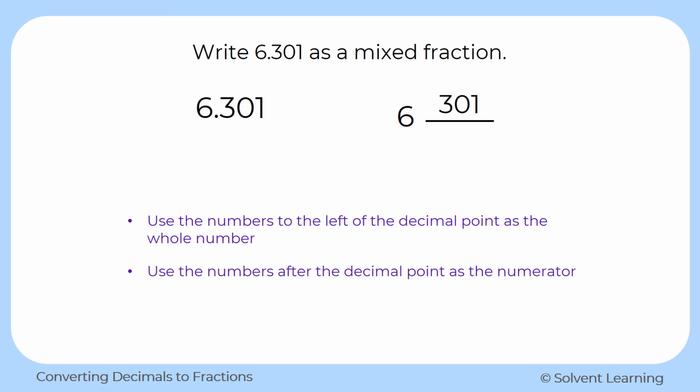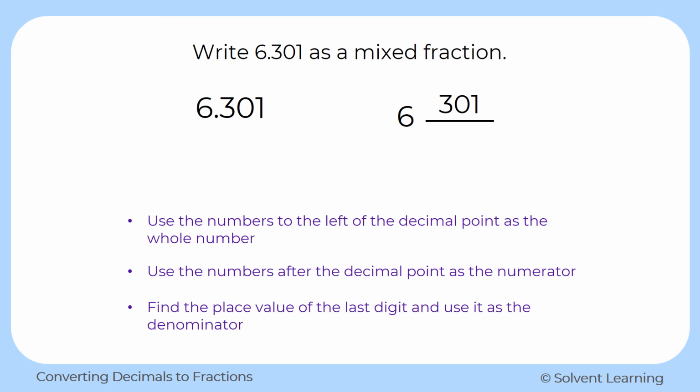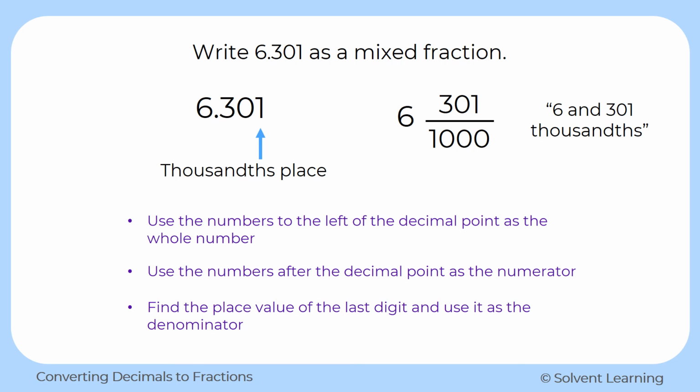And just like with our other examples, we look to the last digit's place value to determine the denominator. So that last digit is a 1, which is in the thousandths place. So our denominator, once again, is 1,000. So we can see we have a mixed fraction because we have the whole number part, which is the 6, and we have the fraction next to it, which is the 301 over 1,000. So we can read that as 6 and 301 thousandths.